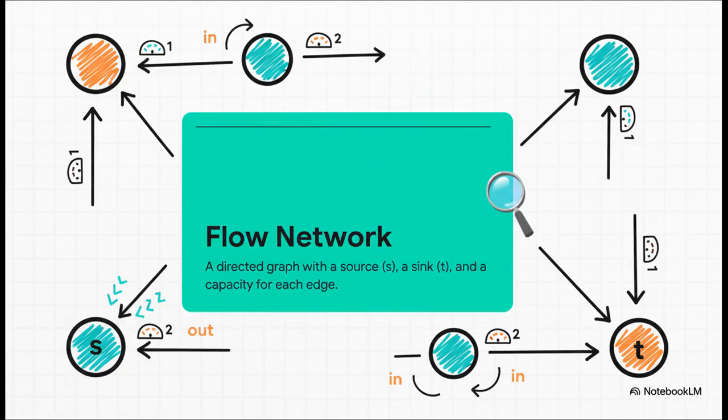Now, let's put on our computer science hats and translate that. A flow network is just a directed graph. You have a start node, we'll call it S for source, and an end node, T for sink. And every connection or edge between them has a capacity, a hard limit on what can flow through. The rules are pretty simple. You can never push more through an edge than its capacity, and for any node in the middle, whatever flows in has to flow out.